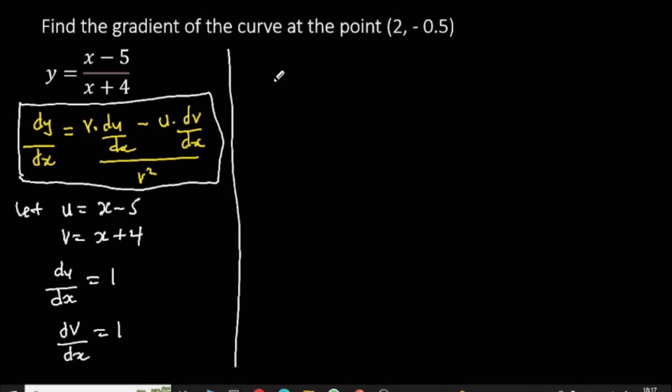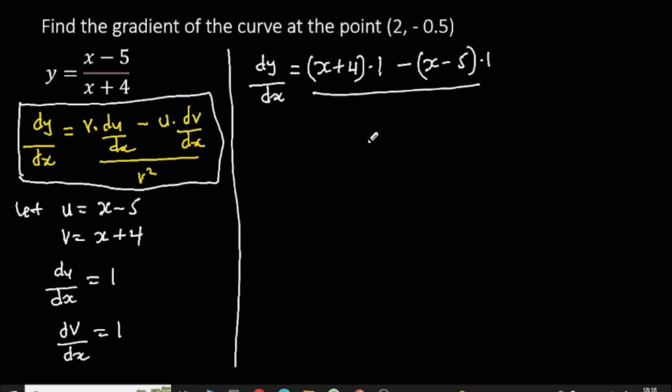Let us do that. So you're going to say dy/dx is going to be equal to, you identify your v. In this case, the v is x plus 4. Then you multiply by du/dx, which in this case is 1. So you multiply by 1. Then you subtract. You identify your u, which in this case is x minus 5. Then you multiply by dv/dx, which was 1. So you multiply by 1. Then you divide by the denominator squared, which in this case is v squared, so that is x plus 4, then you square that. After that, open up the brackets and then simplify your equation.